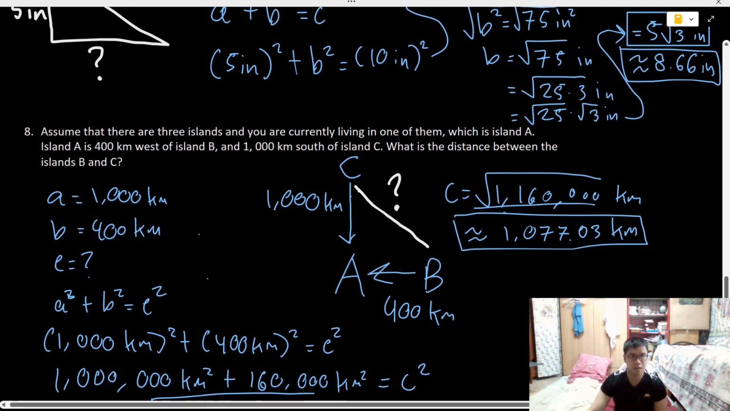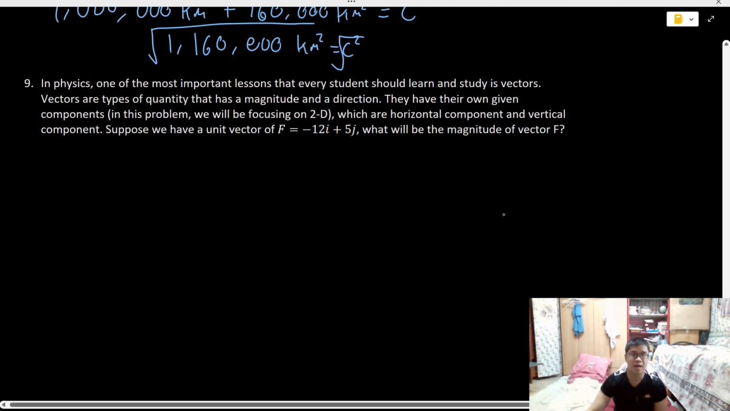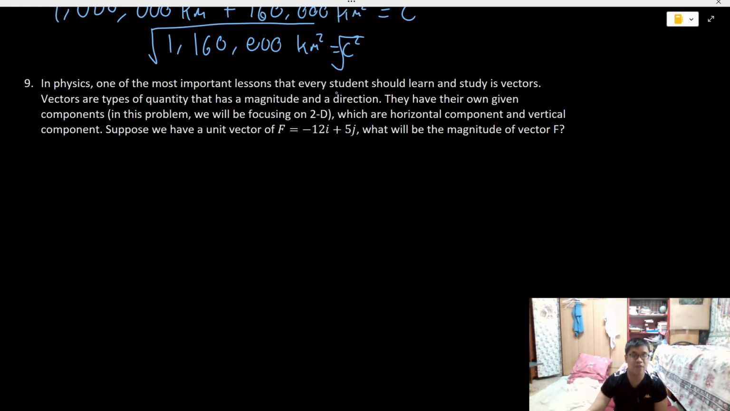All right. So here is our last problem. In physics, one of the most important lessons that every student should learn and study is vectors. Vectors are types of quantity that have a magnitude and a direction. They have their own given components. In this problem, we will be focusing on two dimensions, or 2D, which are the horizontal component and the vertical component.